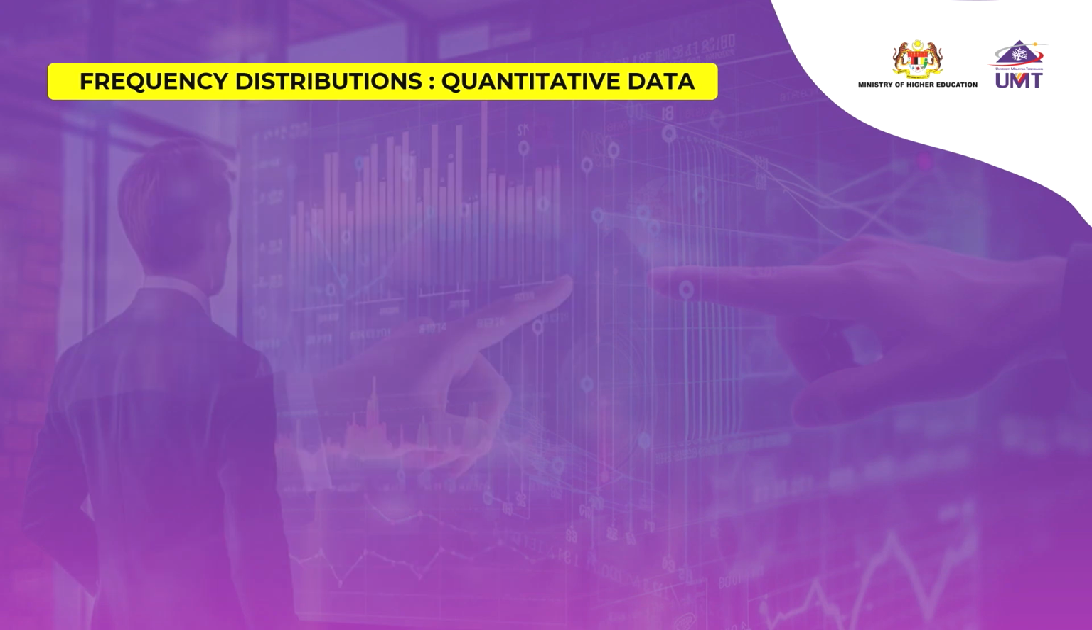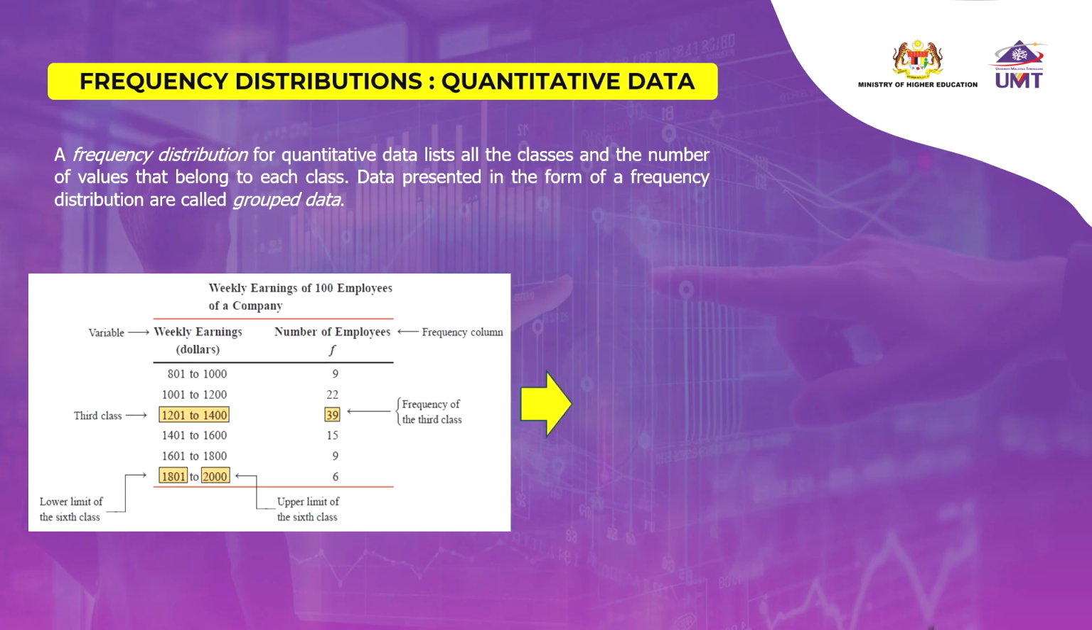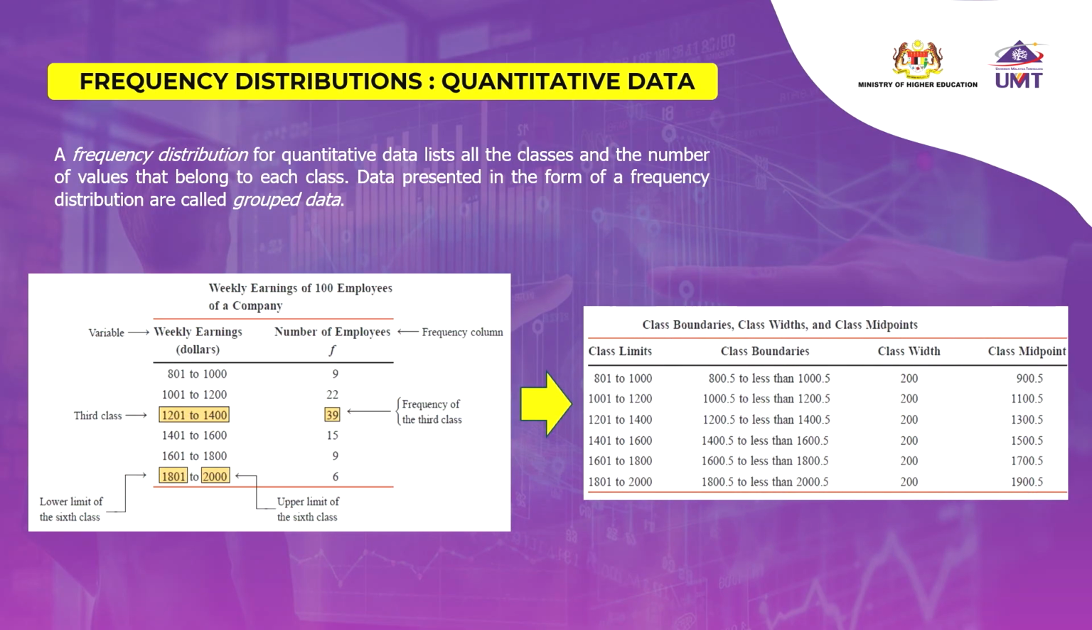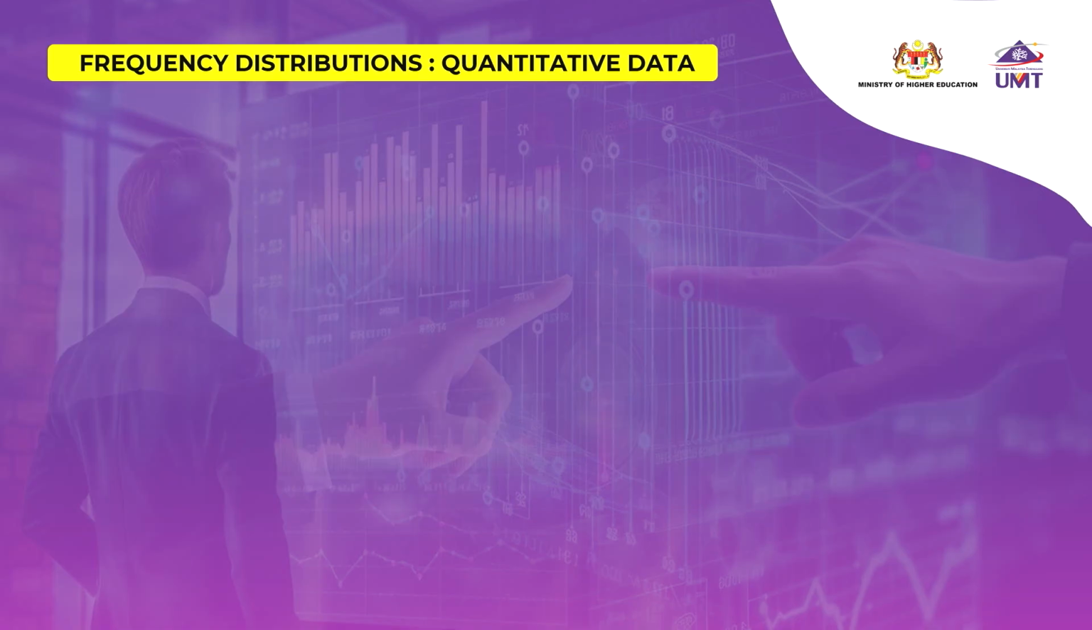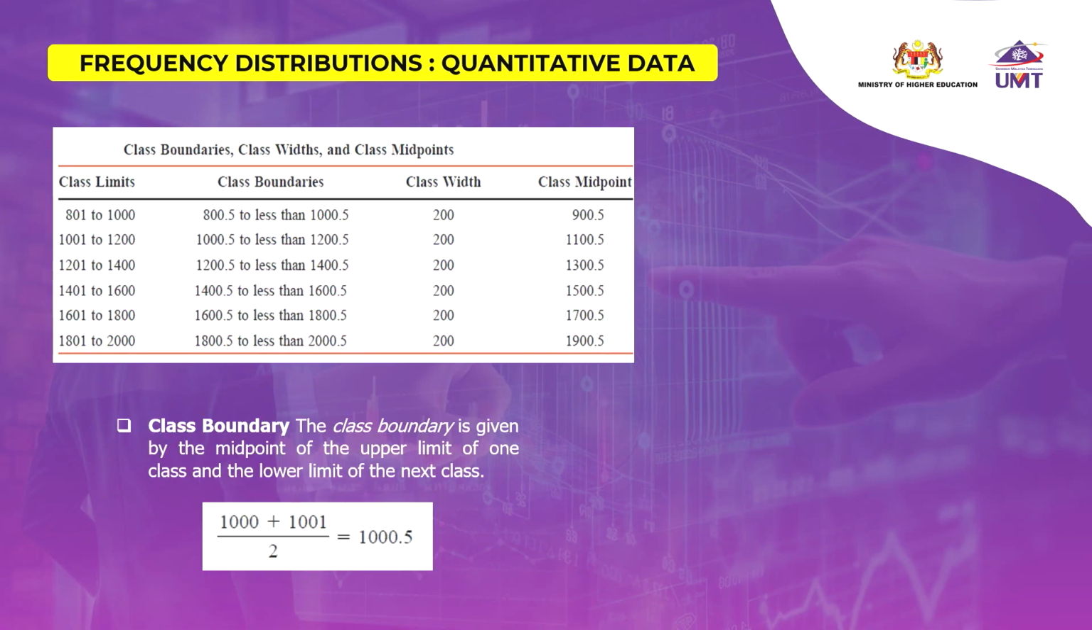With quantitative data, we do something similar, but with numerical values. We divide data into classes and count how many values fall into each class. This is often referred to as group data. To create a good frequency table, we need to calculate class boundaries, class width, and midpoints.